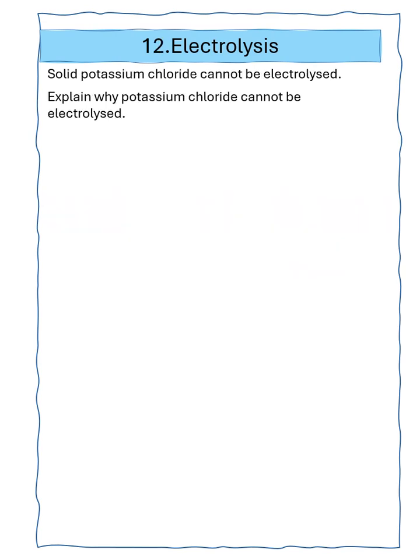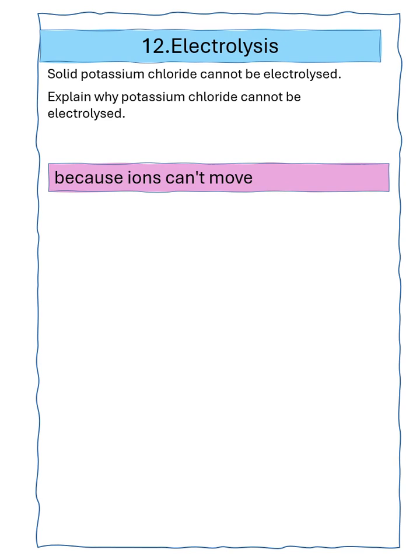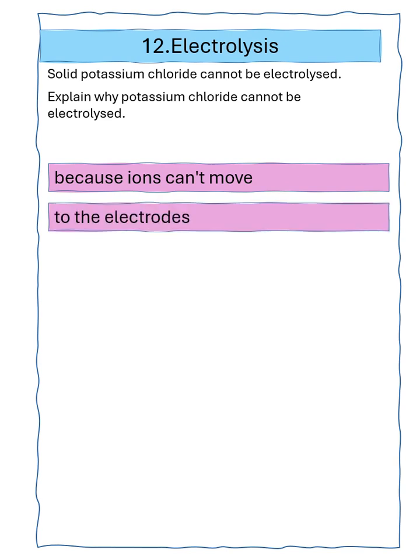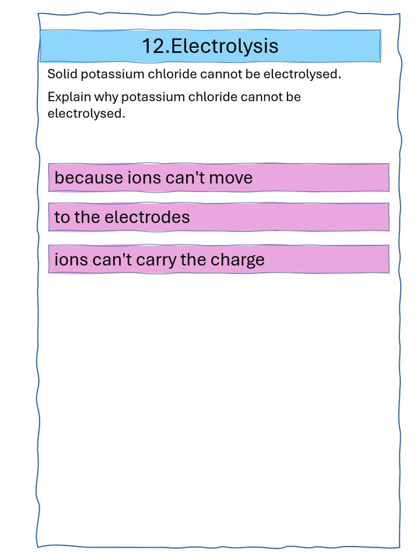Question 12 says solid potassium chloride cannot be electrolyzed. We've got to explain why potassium chloride cannot be electrolyzed. So we're told that it's solid, and remember, if it's solid, the ions are unable to move. So we've got to say that the ions cannot move, they can't move towards the electrodes, and therefore the ions cannot carry the charge.